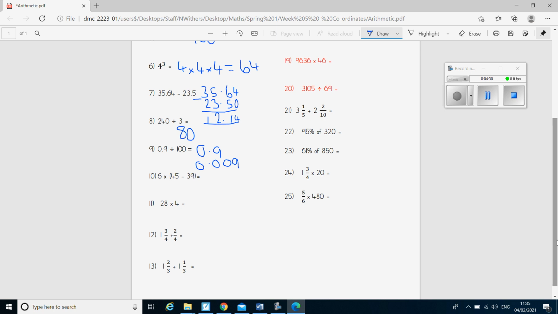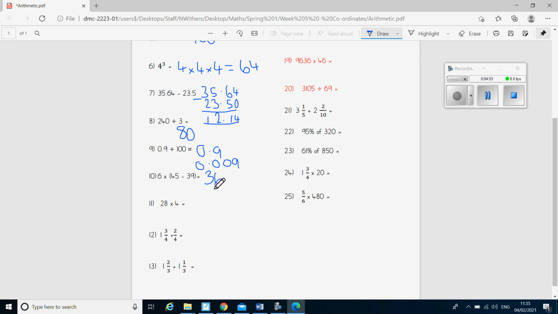Okay, question 10. It's a BODMAS question. Here I need to deal with the brackets part of the question first, because that is the first letter of BODMAS. So I need to solve 45 take away 39. 45 take away 39 gives me the answer 6. So then I'm left with 6 times 6. 6 times 6 is 36.